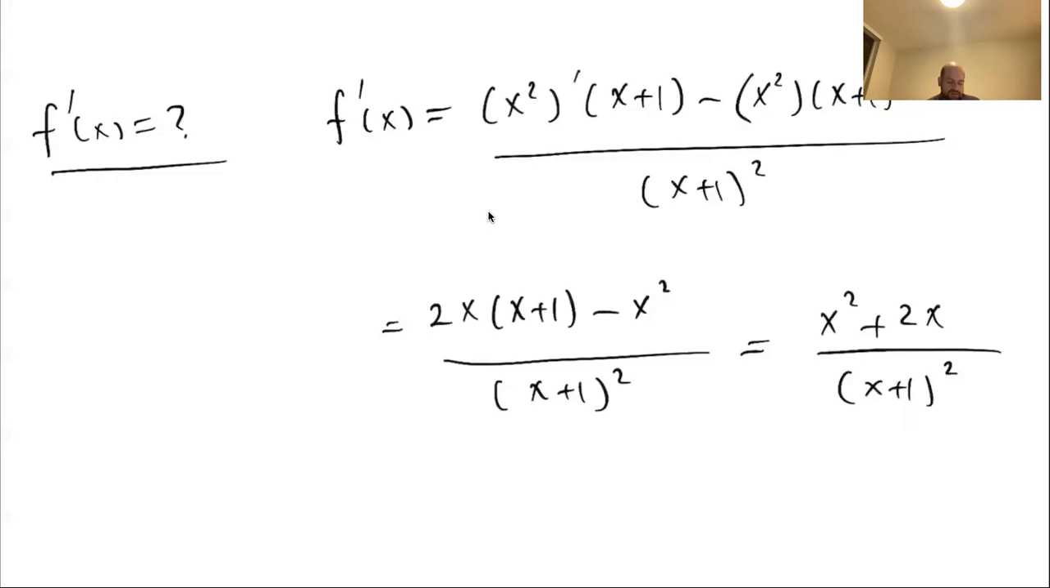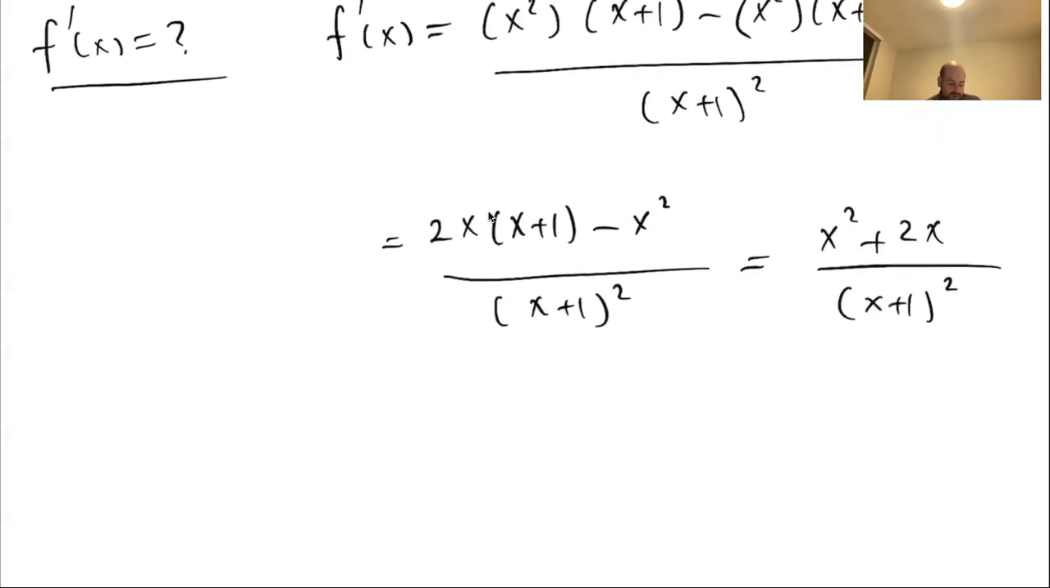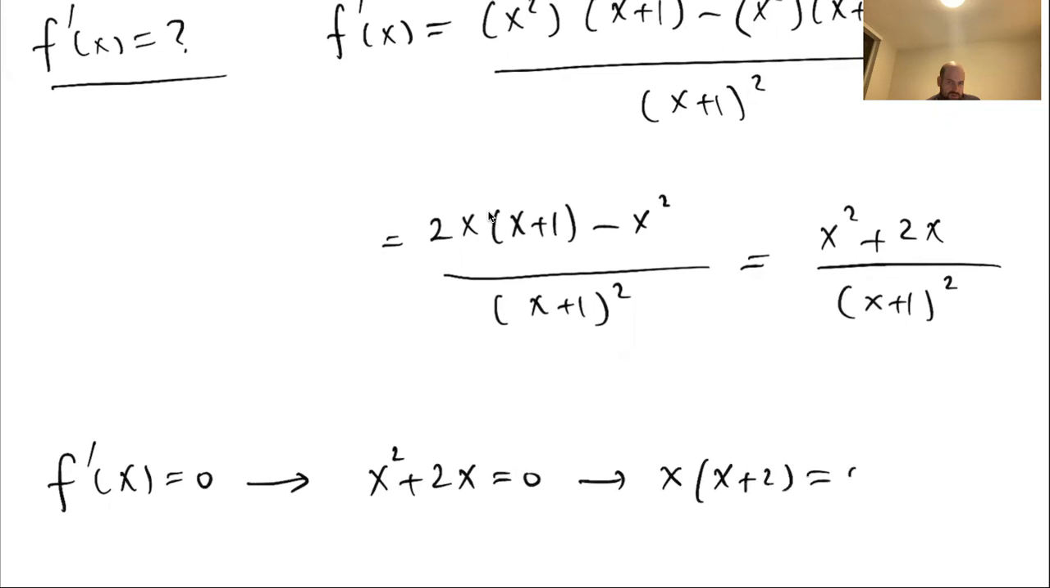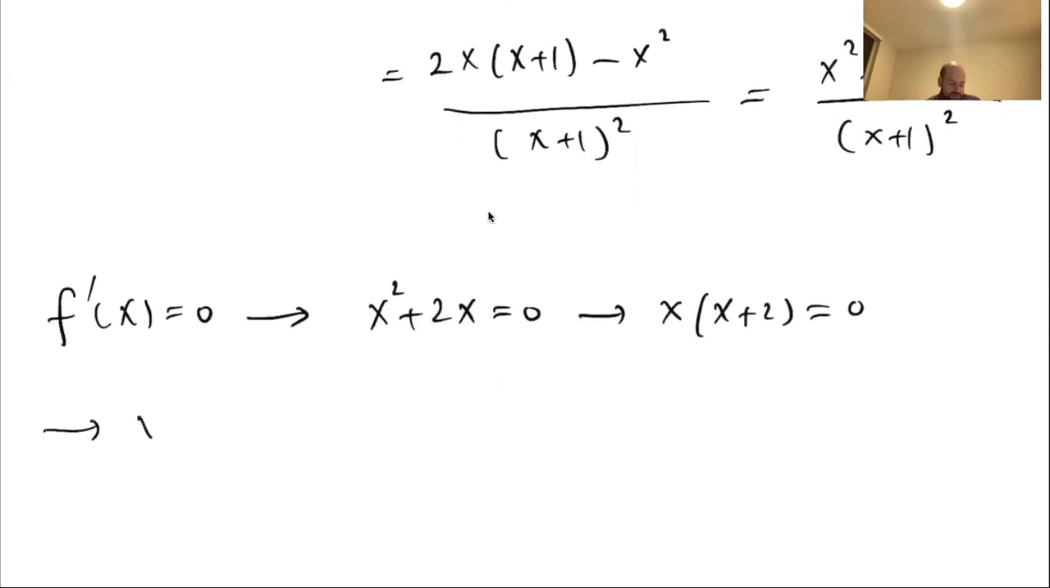This is f prime of x. Now if I set f prime of x equals 0, that gives x squared plus 2x equals 0. So x times x plus 2 equals 0. That gives x equals 0, x equals minus 2. So these are my critical points.